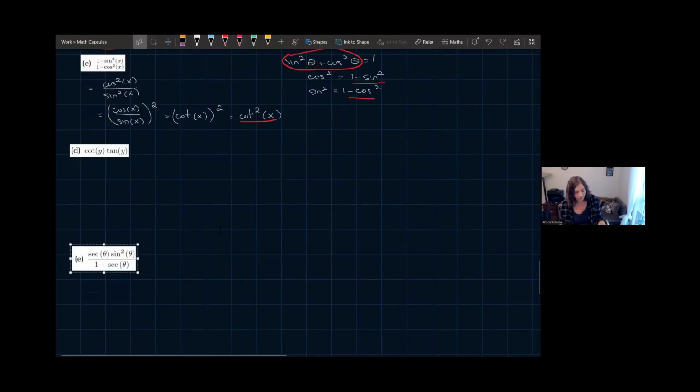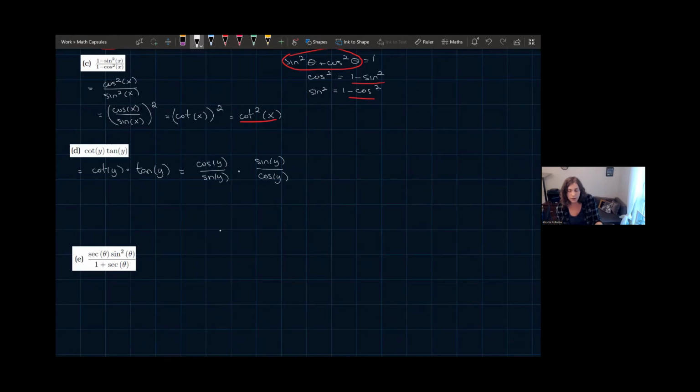All right, next one. Cotan of y times tan of y. Well, you could approach this in a couple different ways. You could say cotan is 1 over tan. I'm going to just write it as cotan is cos over sine, and tan is sine over cosine. If I do that, then I would say, oh, okay, well, here I'm doing cosine divided by cosine, that's equal to 1. Here I'm doing sine divided by sine, that's equal to 1. Everything cancels out, as we say, leaving you just 1.